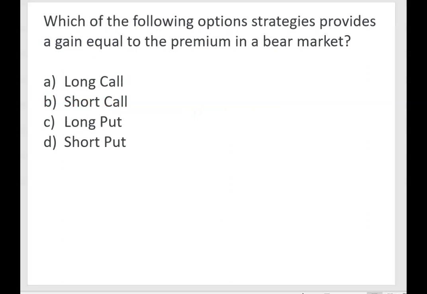Which of the following option strategies provides a gain equal to the premium in a bear market? A, long call, B, short call, C, long put, D, short put. Okay, all right, give me a few more seconds.